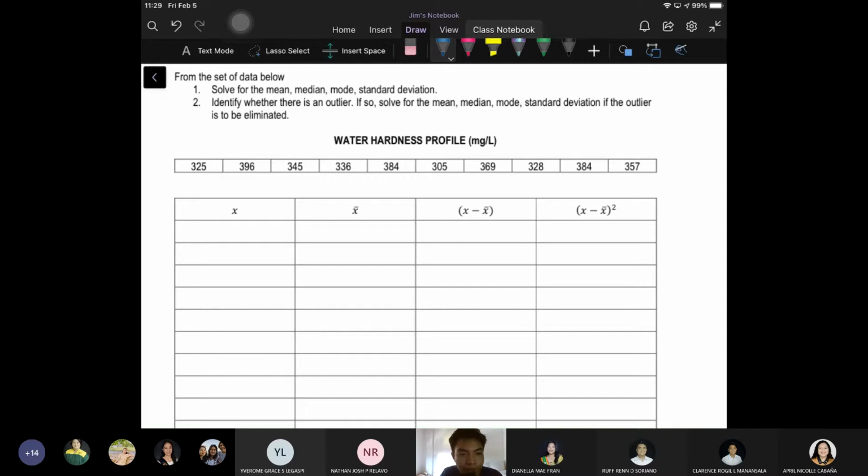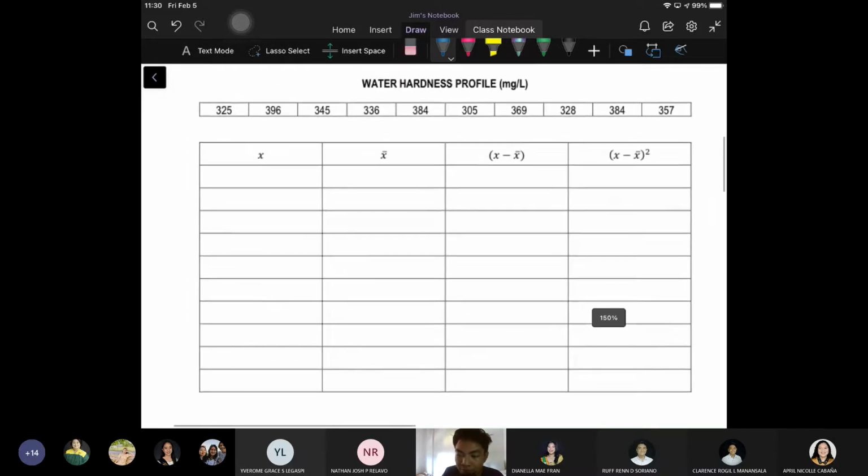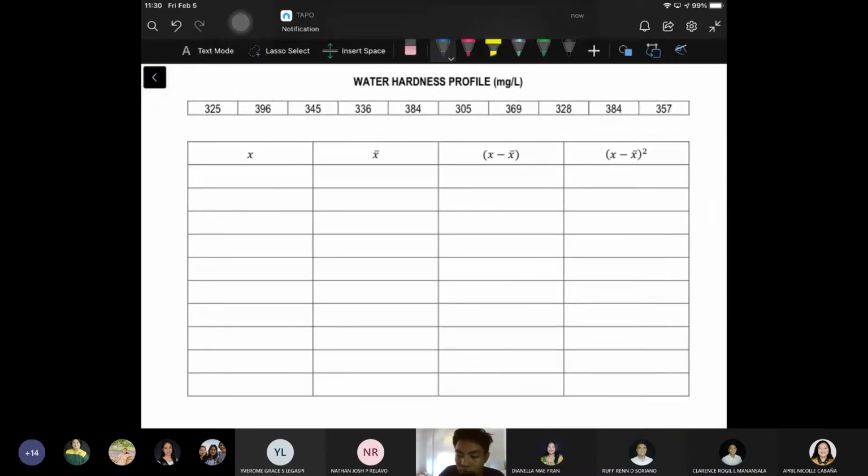So, ano unang gagawin natin? Let us arrange our data points from lowest to highest. Okay? So, maglo-lowest to highest tayo. So, arrange ko lang to ha. So, lowest would be 305. You do your thing. I do my thing din. Tignan ko yung mga numbers eh. Susunod would be 325.